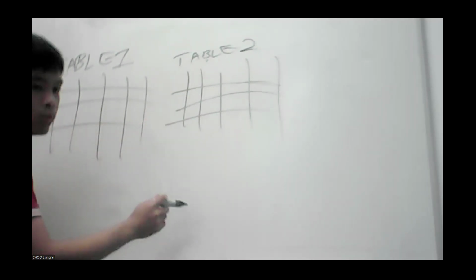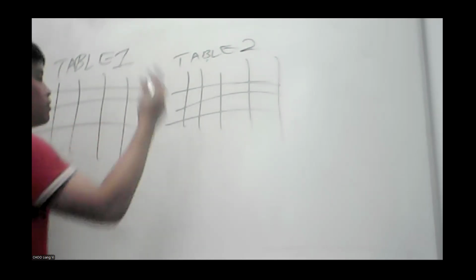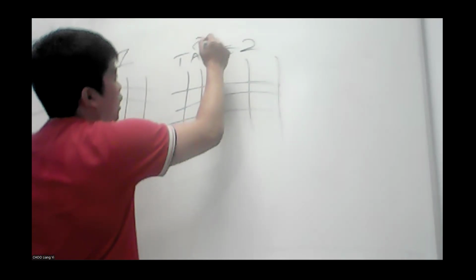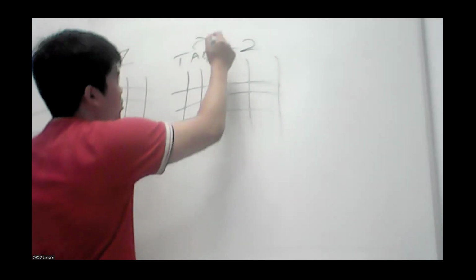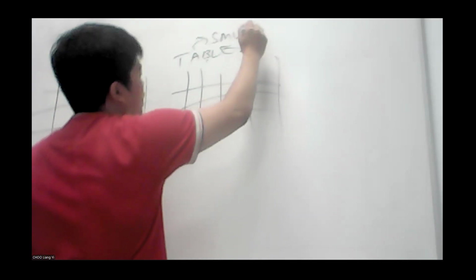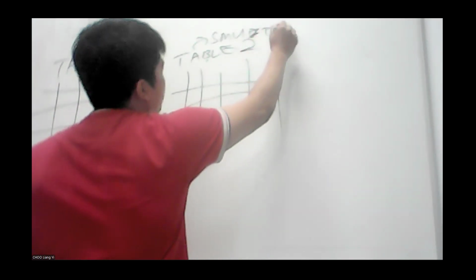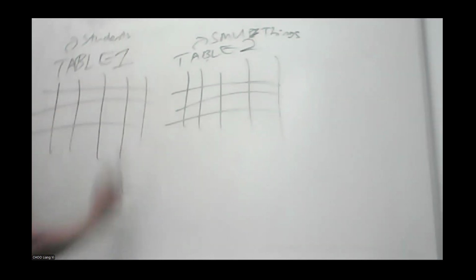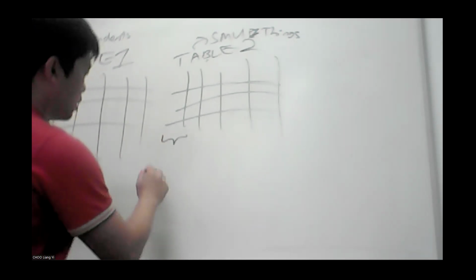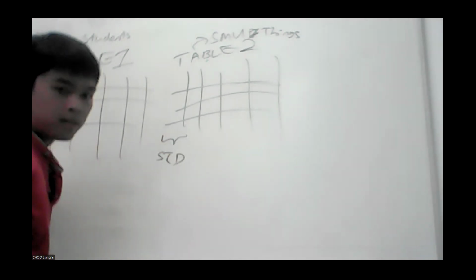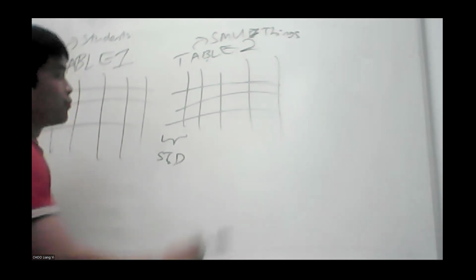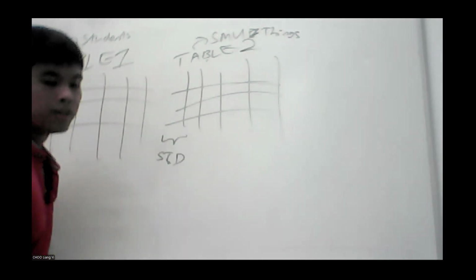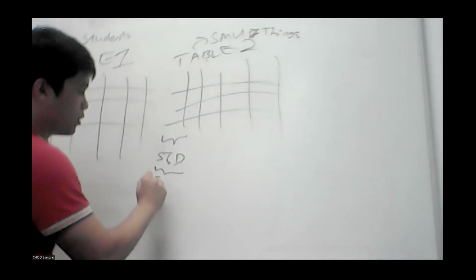Foreign key, foreign with respect to the table that you are currently looking at. For example, maybe table 2 is SMU data, SMU things. Then table 1 is students. Here, maybe this column is called student ID. So student ID with respect to table 2. Table 2 is SMU things. It's not just SMU students. There are a lot of things. So this is what we call a foreign key.